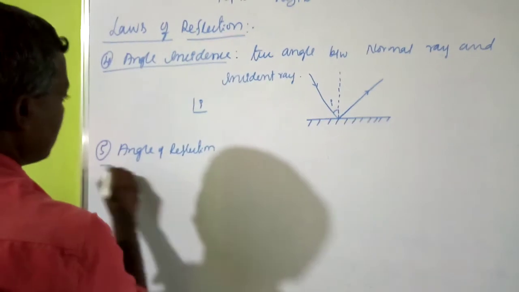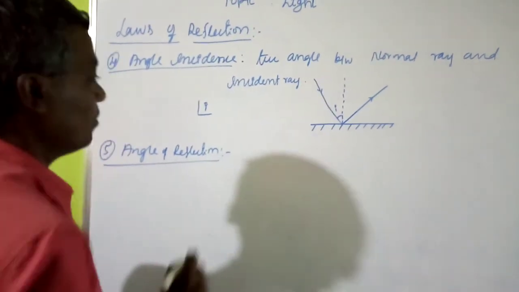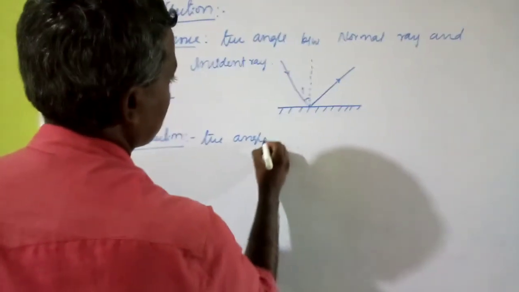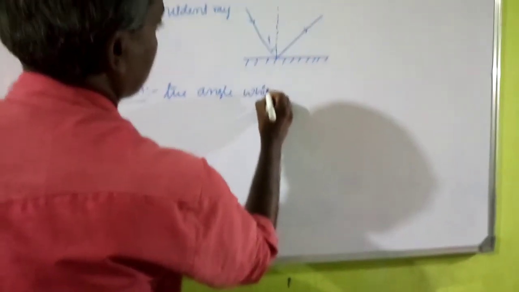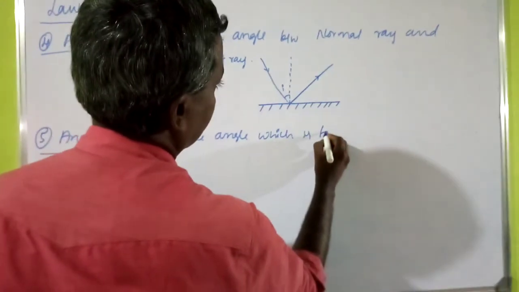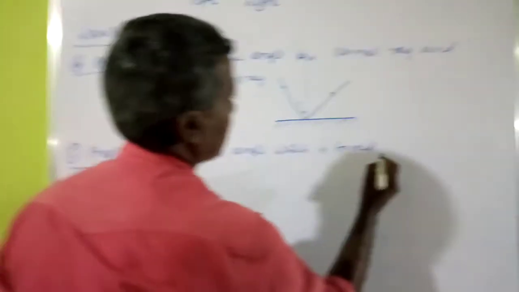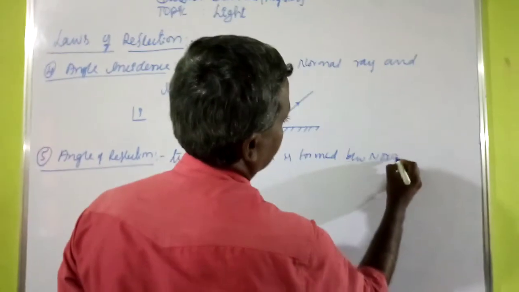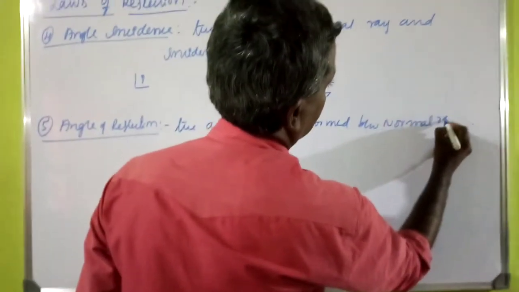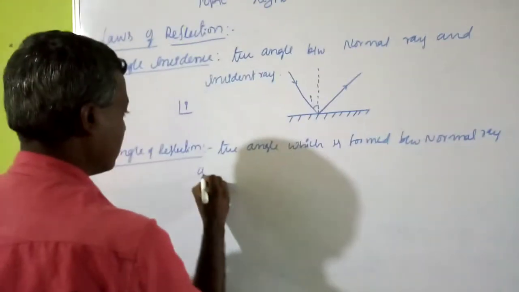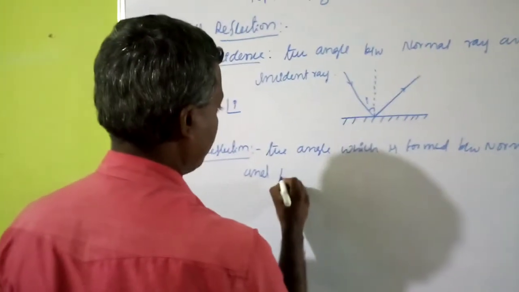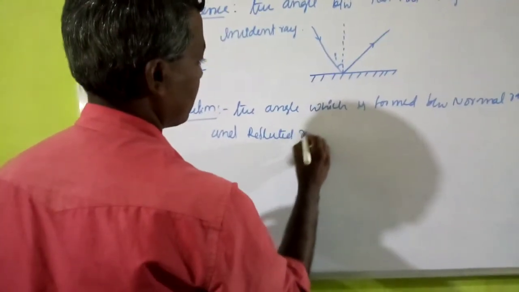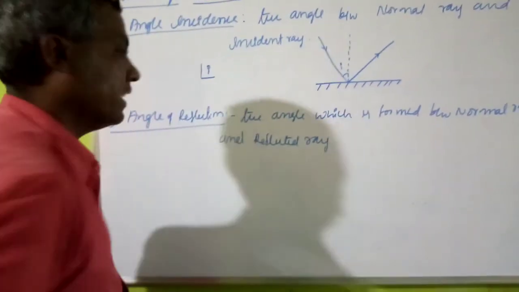Angle of reflection. This is also the angle which is formed between the normal ray and the reflected ray. It is called the angle of reflection.